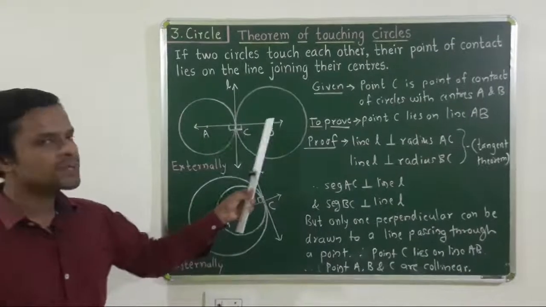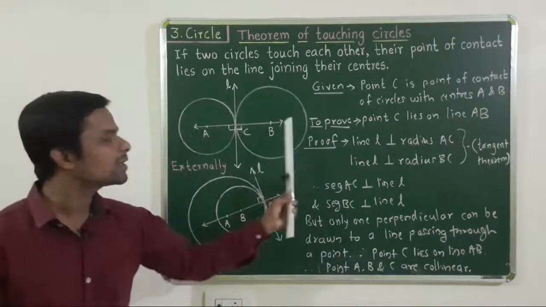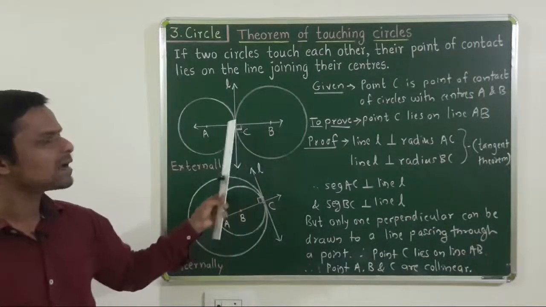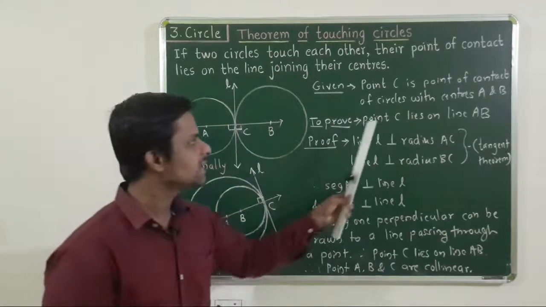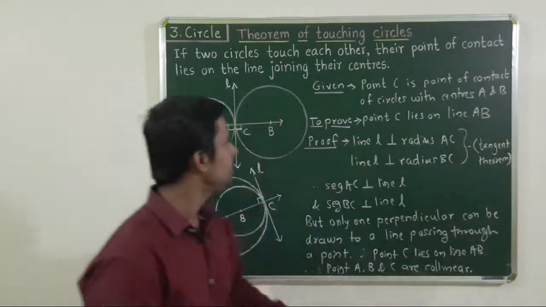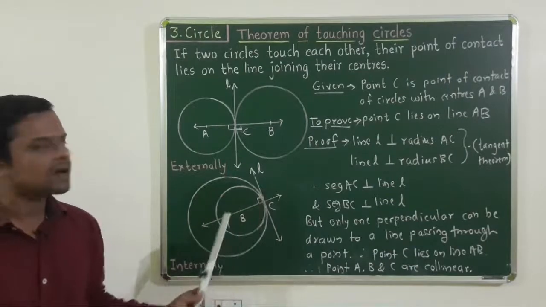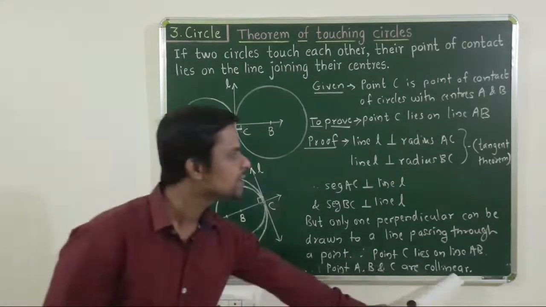But AC and BC are not different, since through a point only one perpendicular can be drawn to that line. Hence AC and BC are not different lines, these are the same line. It means that point C lies on line AB. It means A, C and B are collinear points.